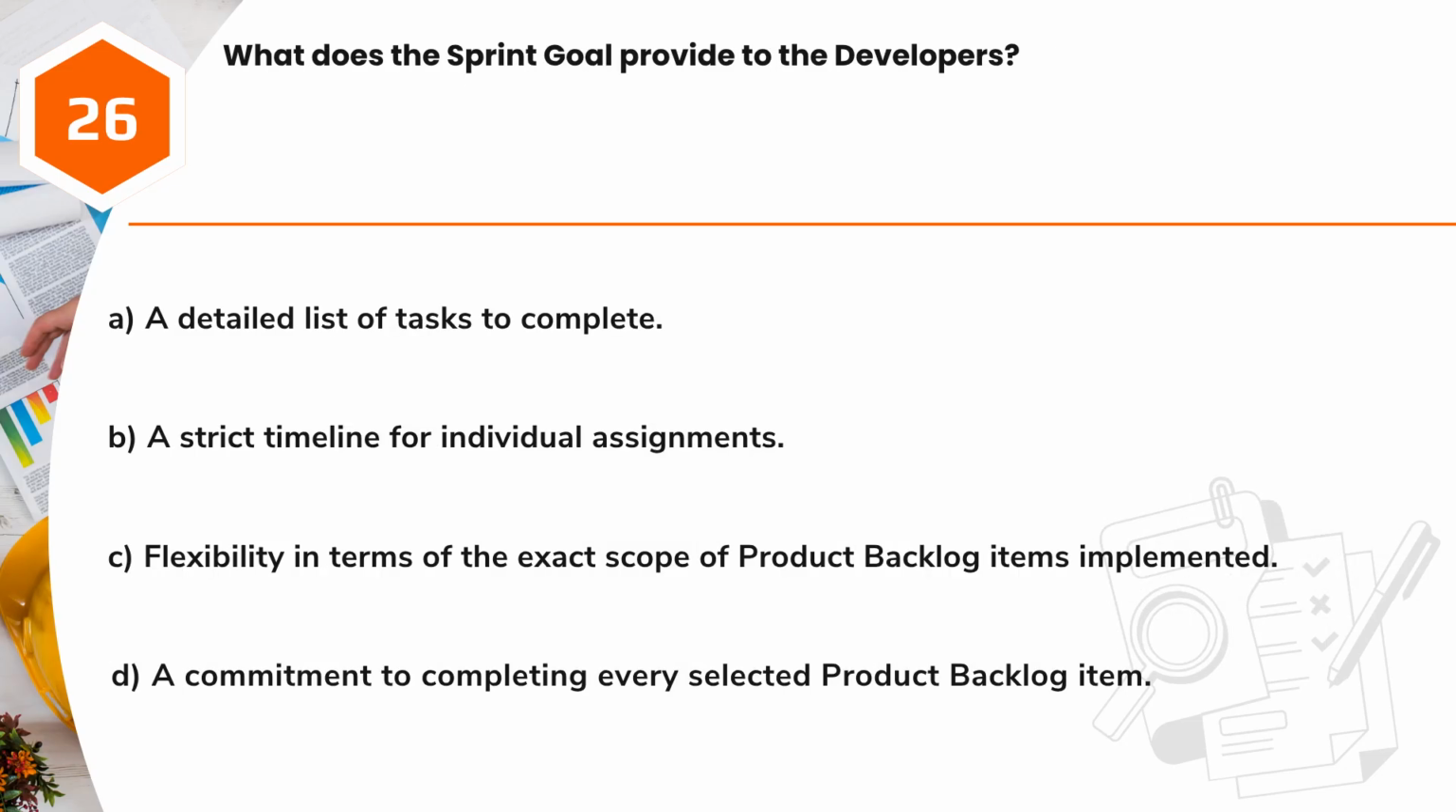Question 26. What does the sprint goal provide to the developers? A. A detailed list of tasks to complete. B. A strict timeline for individual assignments. C. Flexibility in terms of the exact scope of product backlog items implemented. D. A commitment to completing every selected product backlog item.